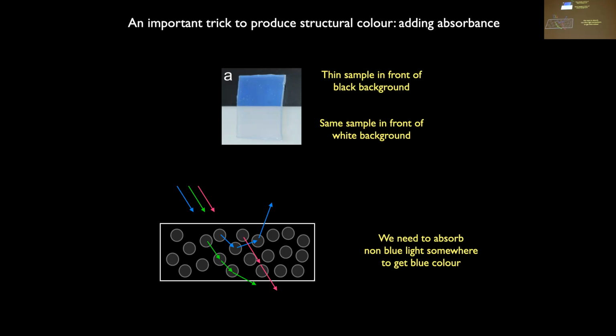And so the function of the black background is basically to absorb all of this light that's coming down and going through the sample. And then all you see is the blue light that's coming back up. If you have a white background, this light can actually scatter back up, and so all the light ends up coming out of the sample, and it still looks white. So in order to get structural color, you actually need an absorber to remove the color that you don't want.